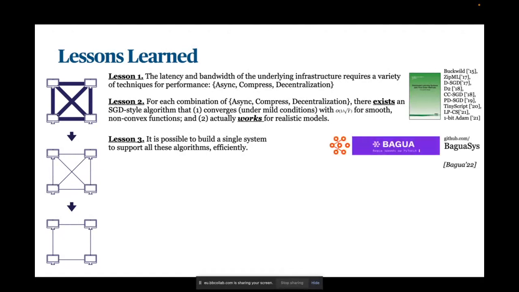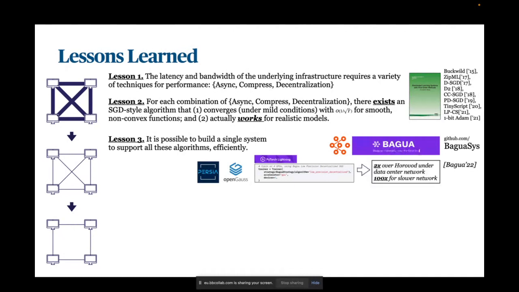So here's a thing that you can actually try to play with: this system called BAGUA that we have been building, if you are using PyTorch Lightning. It's really just one line of code to enable all of those algorithms and optimize them in an efficient way. This gives you improvement even on the data center network, but on a slow network, it gives you even more speedup.